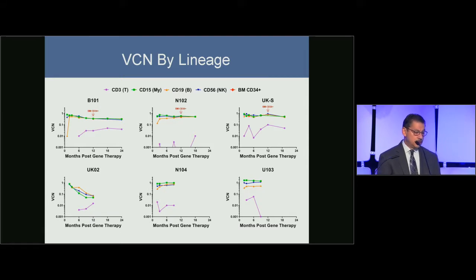This is a little small, but this is 6 of the patients looking at marking by individual lineages. And the main point is that all the lineages have about the same level of marking over time, with the one exception being the purple lines, which are T cells. So the conditioning of busulfan is myeloablative, but it isn't lymphodepleting. So in fact, although they're not lymphopenic, they haven't made a lot of T cells. And I think this reflects their age and decreased thymic function.